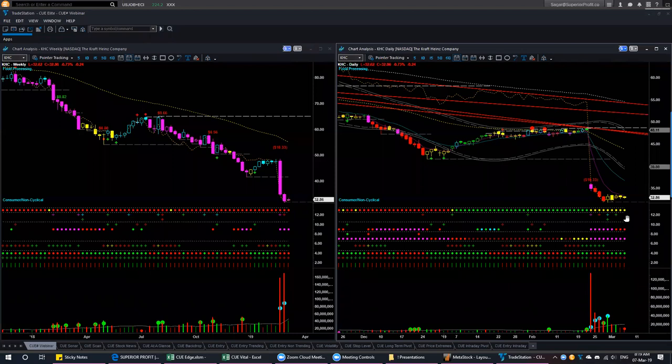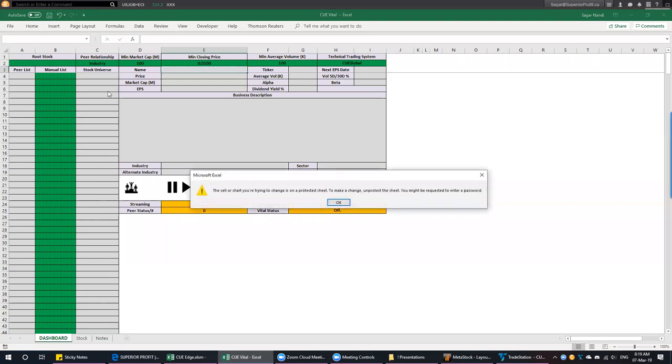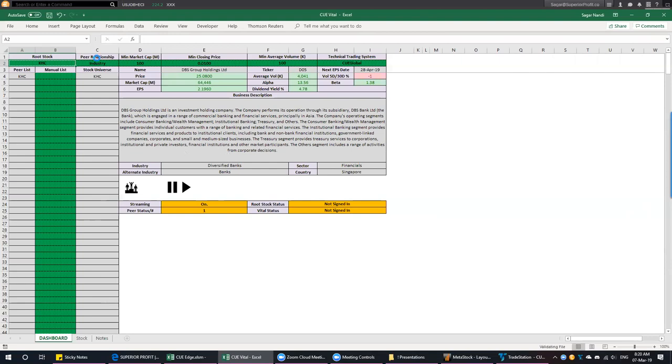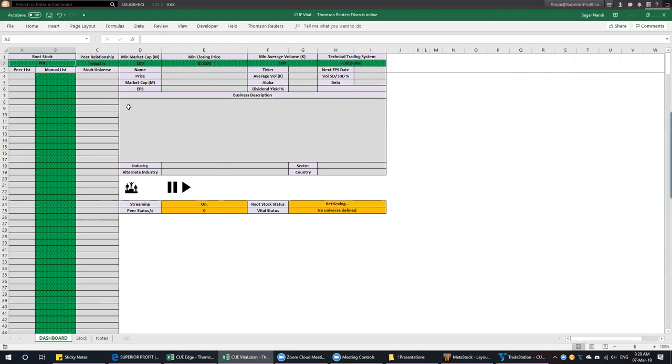When a stock keeps on going down, at some point, we expect the stock to be fundamentally a value stock. KHC dropped more since I discussed it last. I discussed it in this very large weekly candle. Let's see if it is a value stock now. In QVITAL, we can type the symbol, and it will do a fundamental and peer analysis. Okay, it may be KHC.O.